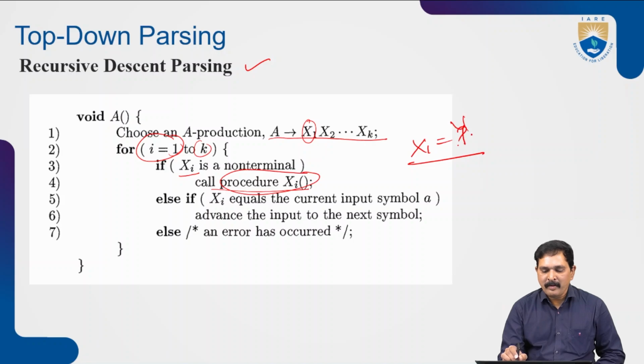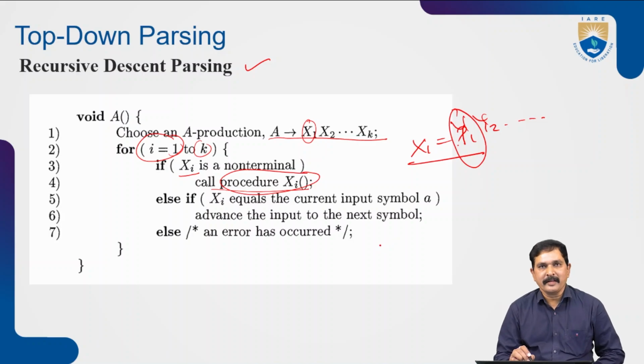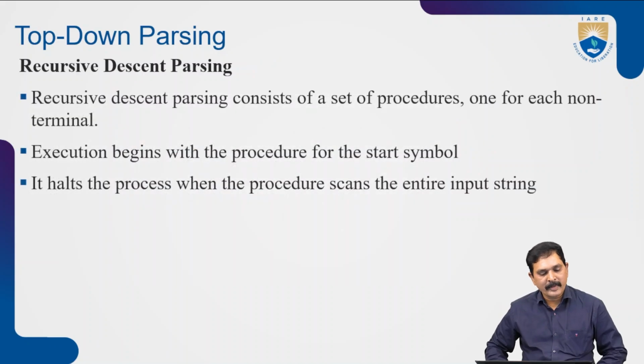Suppose xi derives something like y1 and y2. Then we have to call y1, y2. Again y1 becomes the first leftmost non-terminal. This recursive descent parsing mechanism gives the logic of top-down parsing with many recursive calls. At every recursive call, we try to solve the problem in a way that handles the leftmost non-terminal. You should remember this is the basic idea of recursive descent parsing, which can be used for construction of the parse tree using a top-down parsing mechanism.